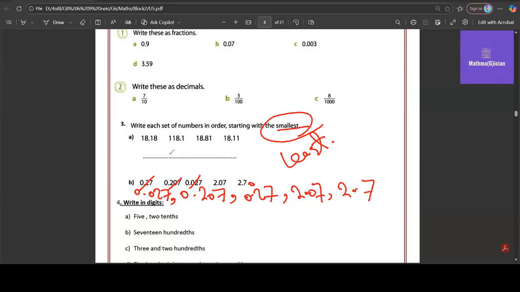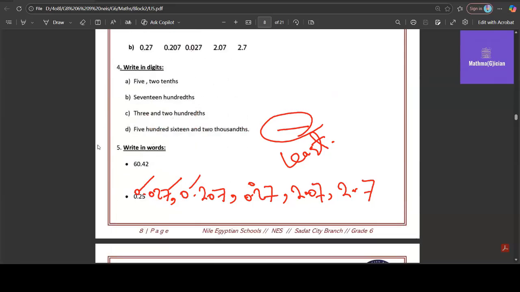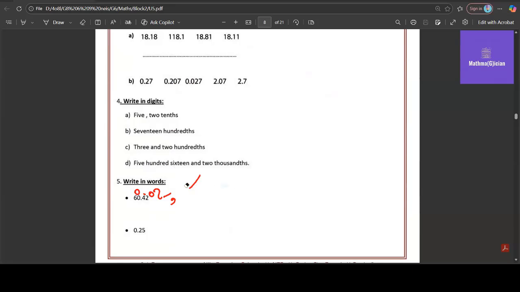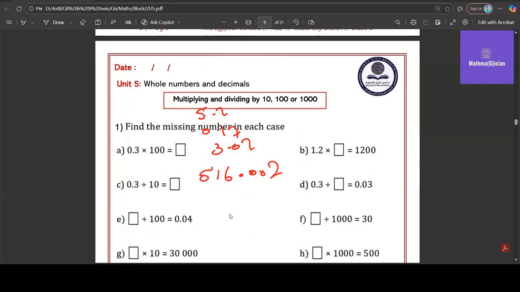Type right in digits. 5 to 10, which is 5.2. 1700, which is 0.17. 3 and 200, which is 3.02. 516, that's 516.2000, which is 002. We can skip this one.